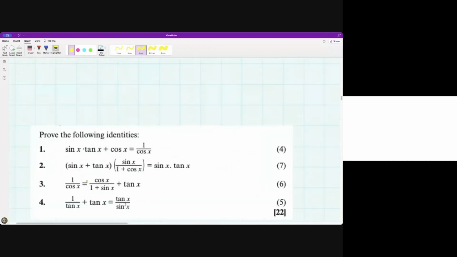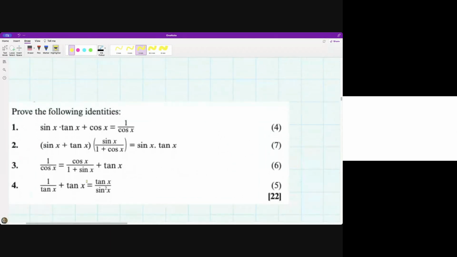Okay, let us rock and roll with question number 1. I need to prove that this is equal to this. This is the left-hand side, and this is the right-hand side. I normally start with the harder side. Which side should I start with? I definitely think, and Naledi agrees, so does Pafunzo, so does Tandi, that we start with the left-hand side.